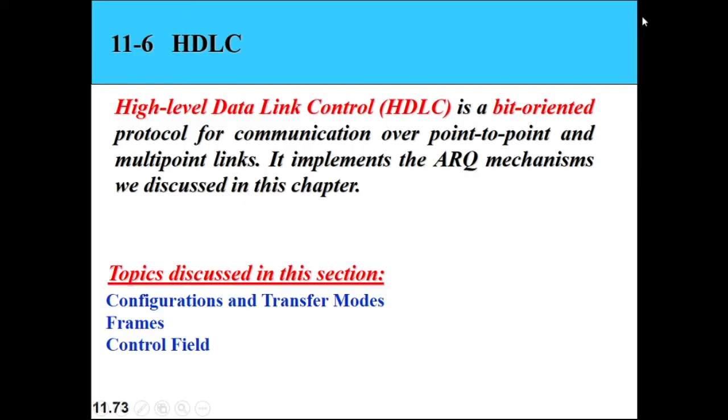Dear students, we will discuss high level data link control, HDLC.